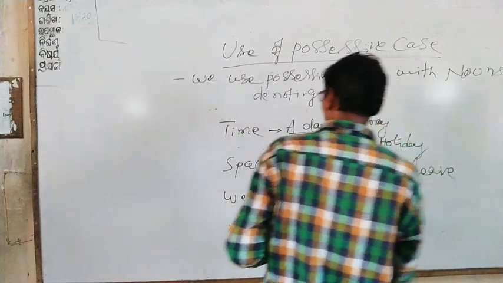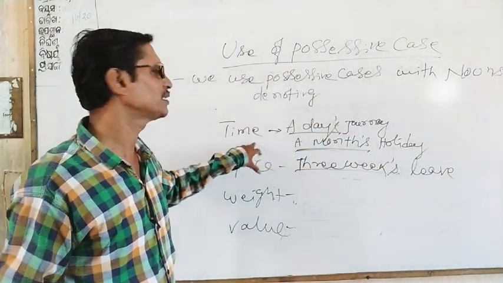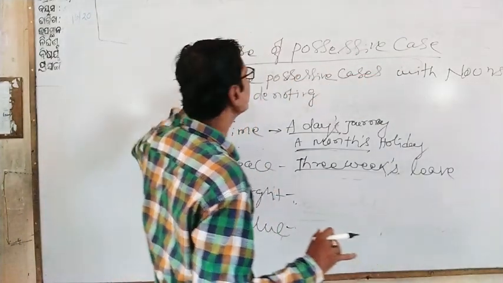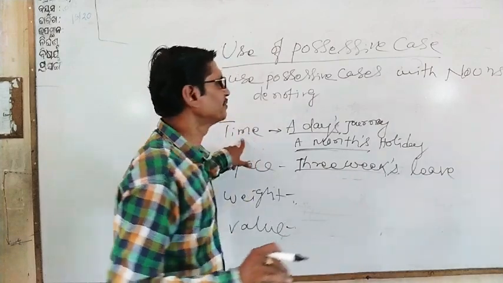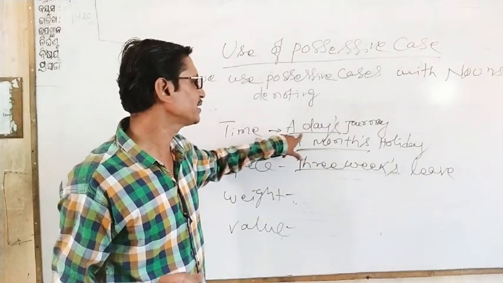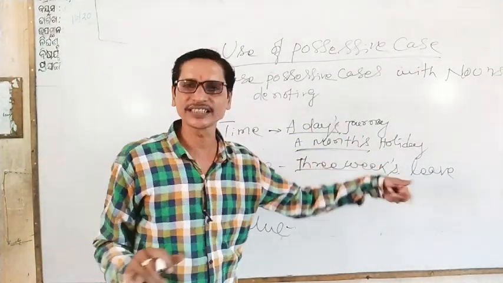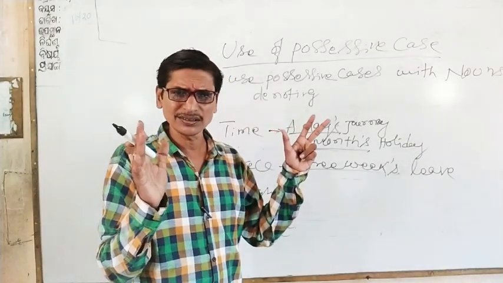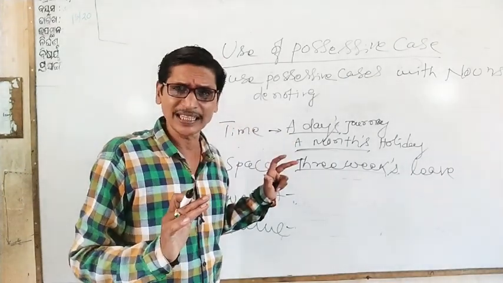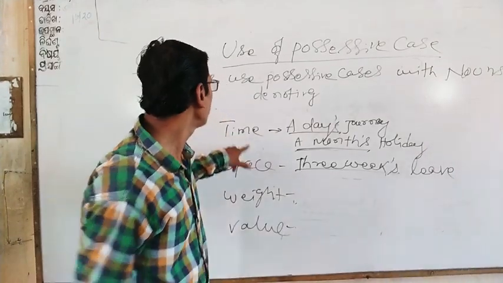You see, these nouns are talking about the time. When those nouns denote time, we use possessive case with them. Here the day's journey, a month's holiday, 3 weeks' leave. These are the nouns that use the possessive case because they are denoting time. Similarly, let's talk about the space.